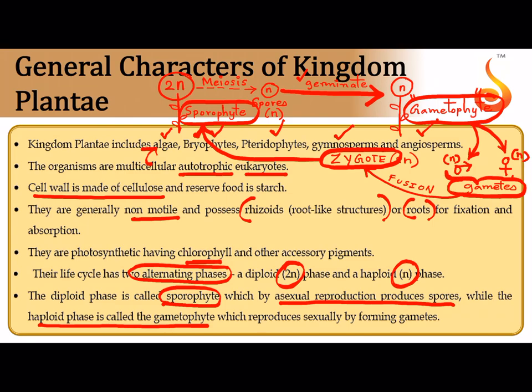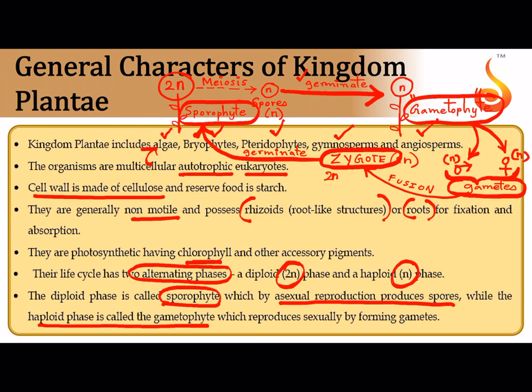It produces male gametes and female gametes. The gametes fuse to form a diploid zygote. The diploid zygote will fall onto a suitable substratum and it will germinate into a diploid sporophyte. So this is why we say that they exhibit alternation of generation.